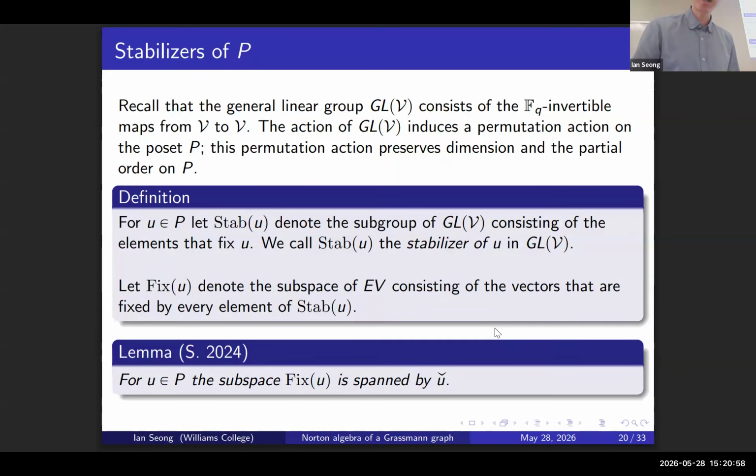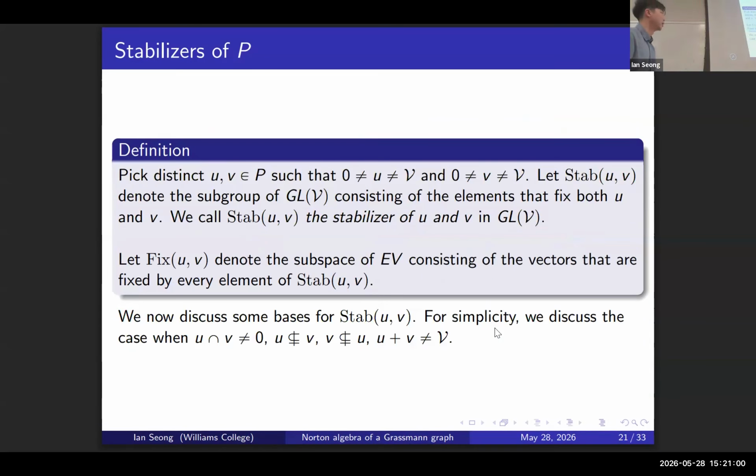Okay, now things get a little more complicated if we have multiple elements in the projective geometry. So if we pick distinct U and V that satisfy certain conditions, then we're going to define stab UV to be the subgroup of GLV that consists of elements that fix both U and V. And the stab UV is going to be called a stabilizer of U and V. And fixed UV is going to be the subspace of the Euclidean space EV that consists of vectors that are fixed by every element in the stab UV.